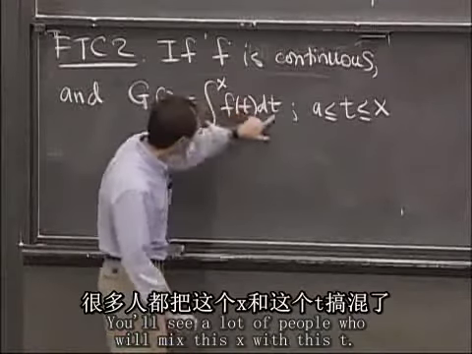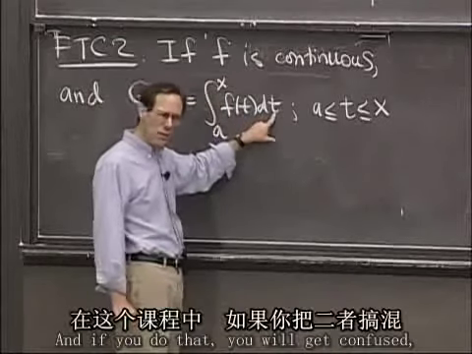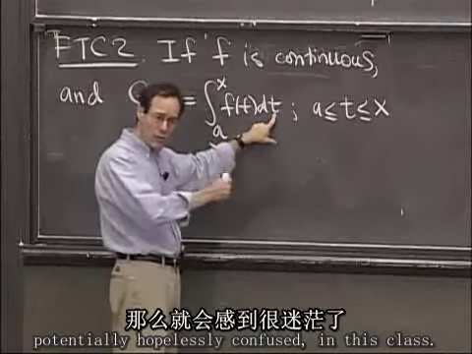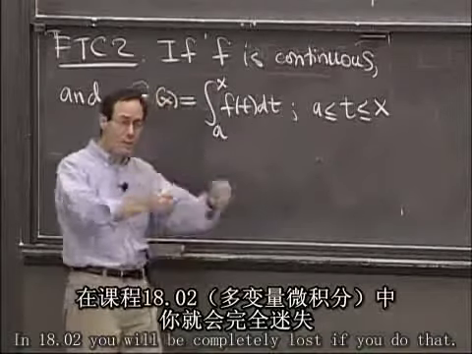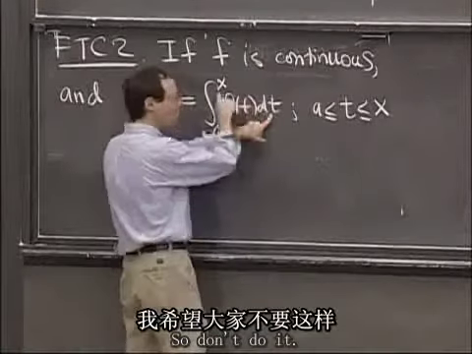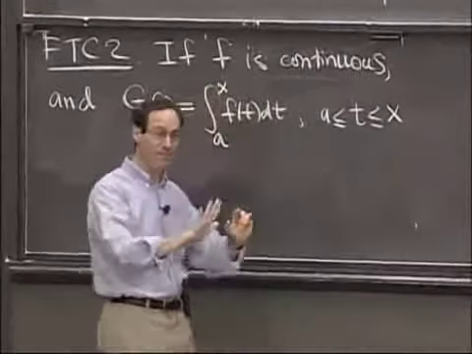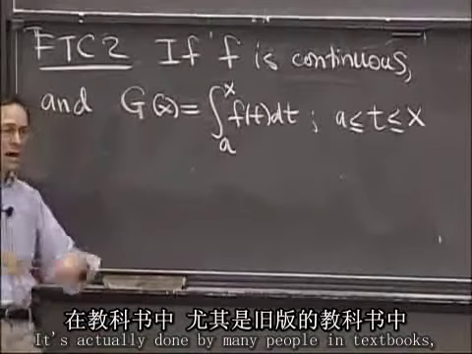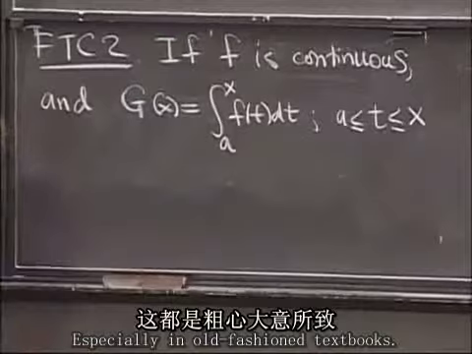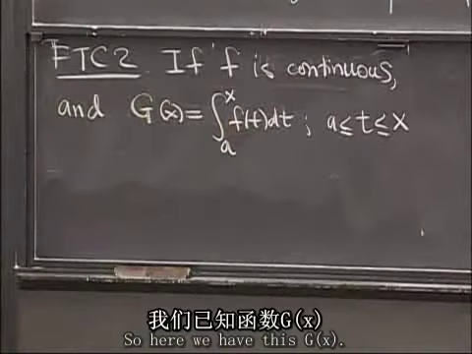You'll see a lot of people who will mix this x with this t. And if you do that, you will get confused, potentially hopelessly confused in this class. In 18.02, you will be completely lost if you do that. So don't do it. Don't mix these two guys up. All right? It's actually done by many people in textbooks, and it's fairly careless, especially in old-fashioned textbooks. But don't do it. All right, so here we have this g of x.